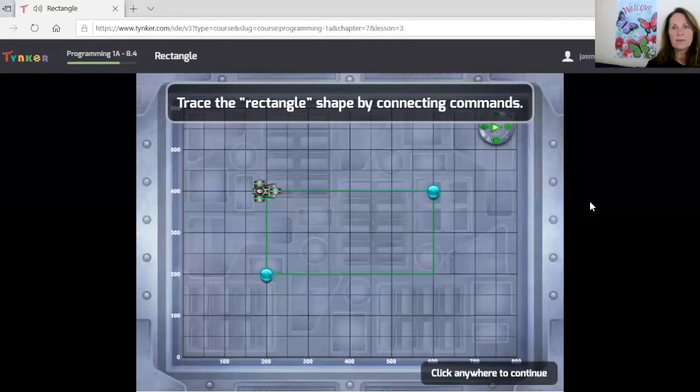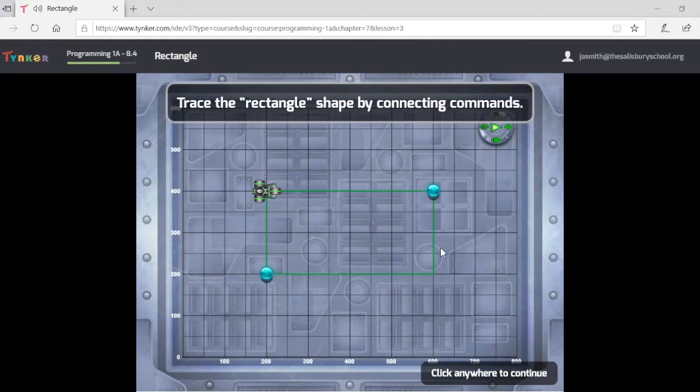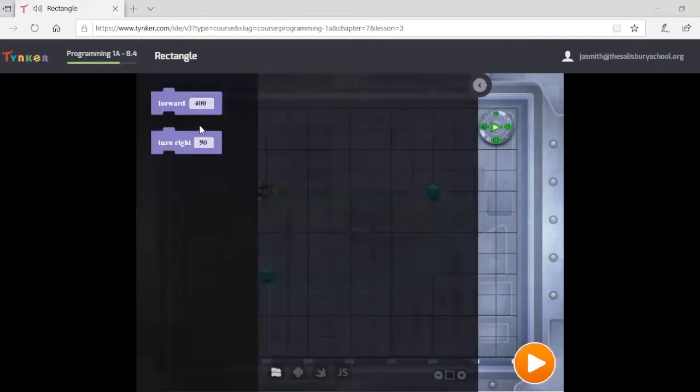Okay, here we go. So we have a rectangle, which, as you all know, has 2 lines. The 2 horizontal lines are the same length, and the 2 vertical, the ones that go up and down, are the same length. So we need to keep that in mind when we're working this puzzle, because it's not like a square where all the sides are the same.